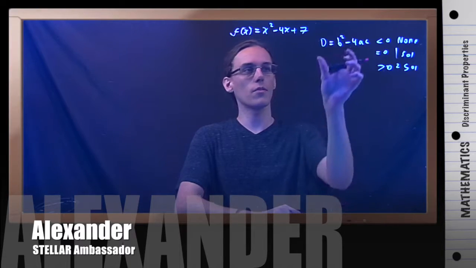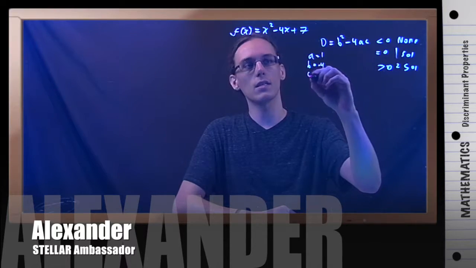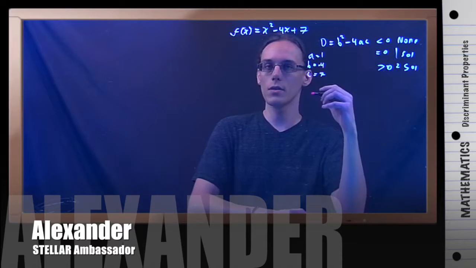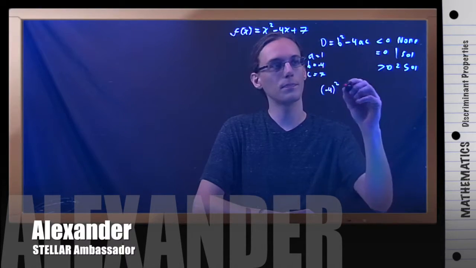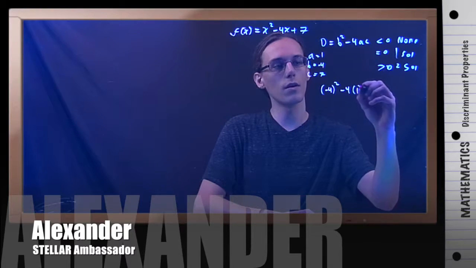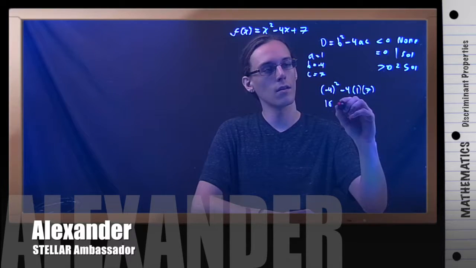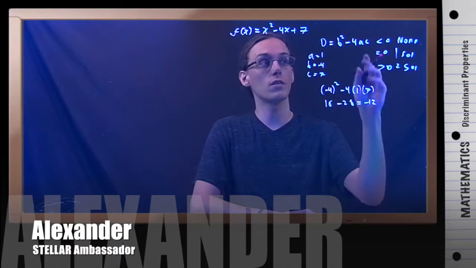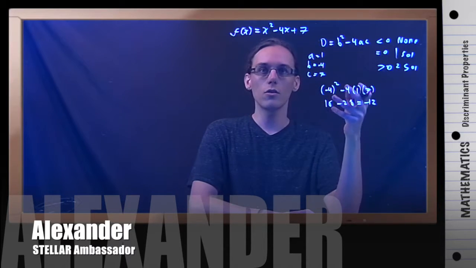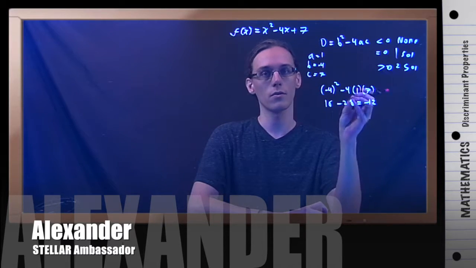So first things first, I'm going to check the discriminant. I'm going to note that my a is equal to 1, my b is equal to -4, and my c is equal to 7. So if I throw these into the discriminant, I'm going to have -4 squared minus 4 times 1 times 7. And so I get 16 minus 28, which comes out to give me a -12, which is less than 0. And so using the discriminant, we've determined that this function has no real zeros.